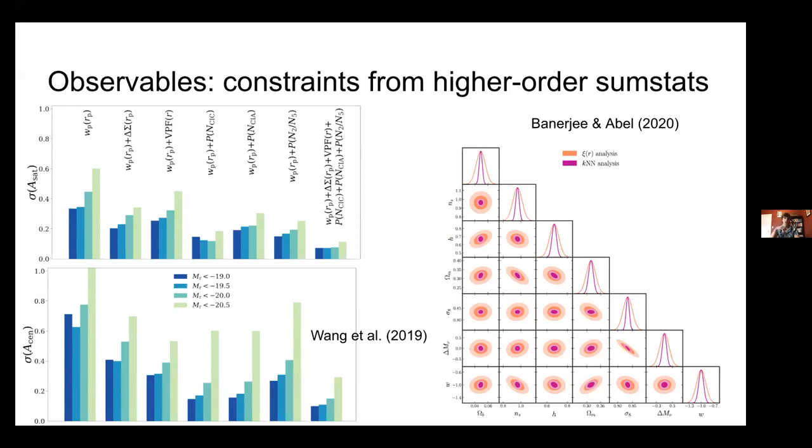She considered two-point clustering and lensing, and also the void probability function, counts in cells. The basic takeaway from this result is that you can get much more precise constraints on the true level of assembly bias when using counts-in-cells based statistics relative to clustering and lensing.